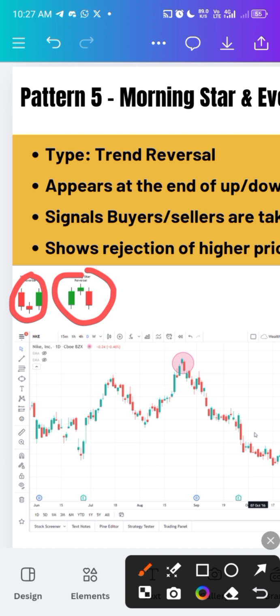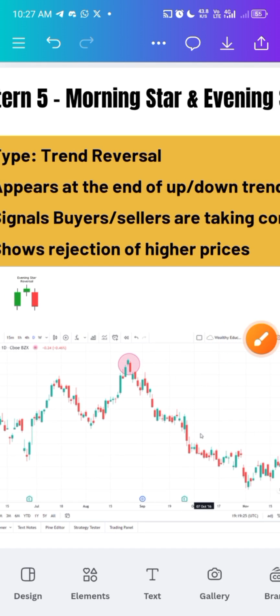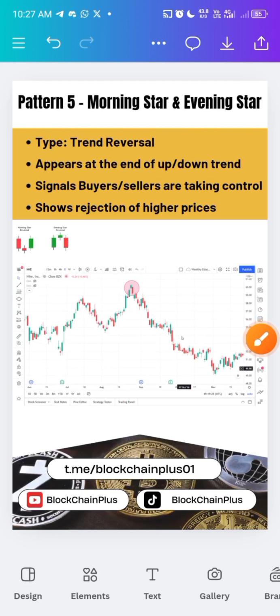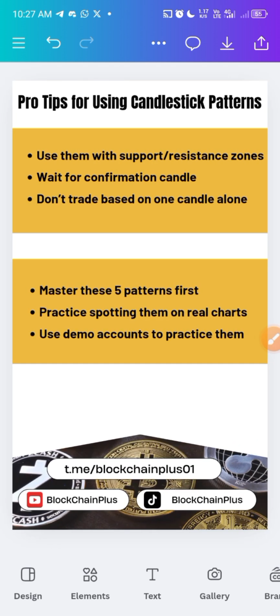So these are the 5 major candlesticks that you must practice and understand if you want to know how to become profitable in this market. Look at them, practice them, use them to trade, and understand what to do. Now let me give you some pro tips on how to use these candlestick patterns. Like I've been shouting, use them with a support and resistance zone.